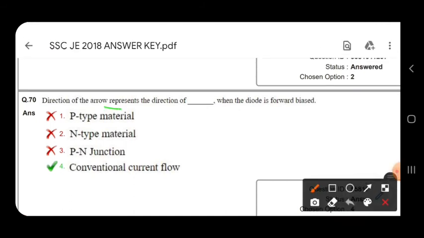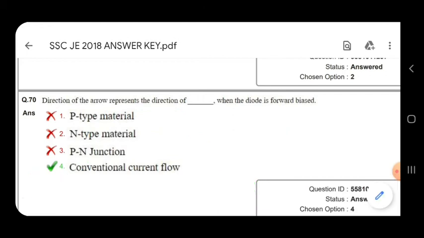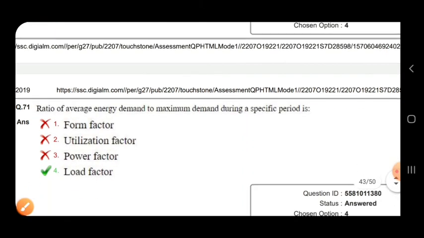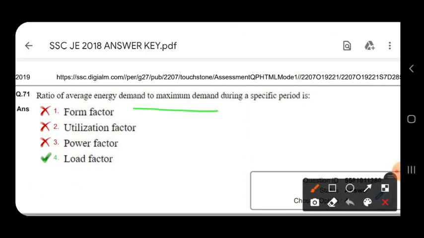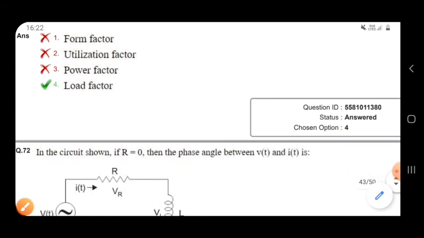The direction of the arrow represents the direction of current when the diode is forward biased. So friends, this is your diode, this is your anode and this is your cathode. This direction is your current direction, the conventional current flow. The ratio of average energy demand to maximum demand is known as your load factor.